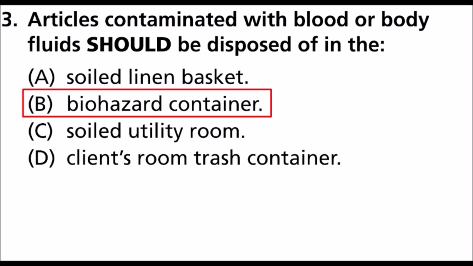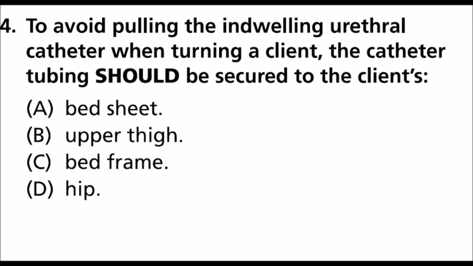Biohazard container. 4. To avoid pulling the indwelling urethral catheter when turning a client, the catheter tubing should be secured to the client's A. Bed sheet. B. Upper thigh. C. Bed frame. D. Hip. The correct answer is B.